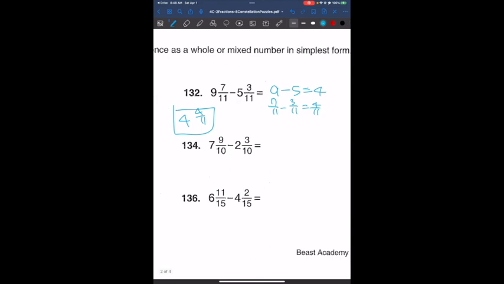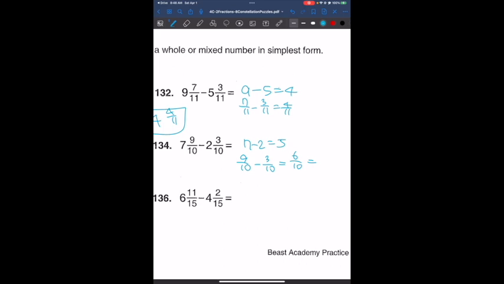Then we're going to do whole number subtraction first. Then we're going to subtract the fractions. So it's going to be 6 over 10, which can be simplified into 3 over 5. So our answer is going to be 5 and 3 over 5.